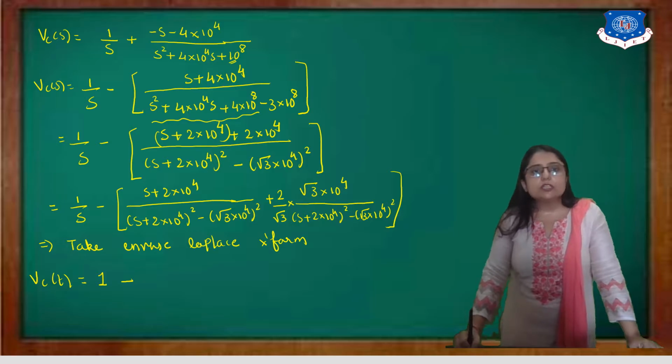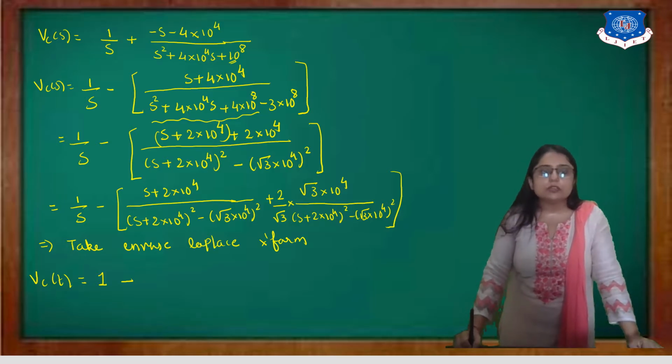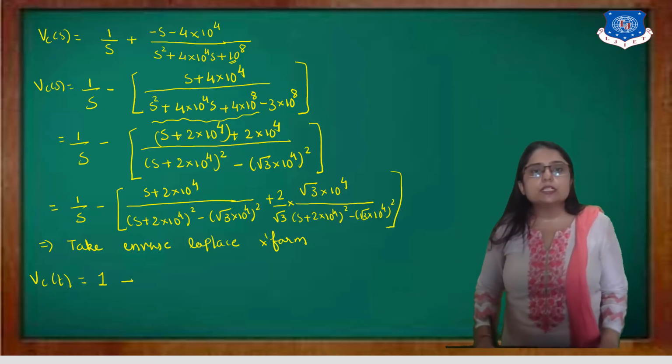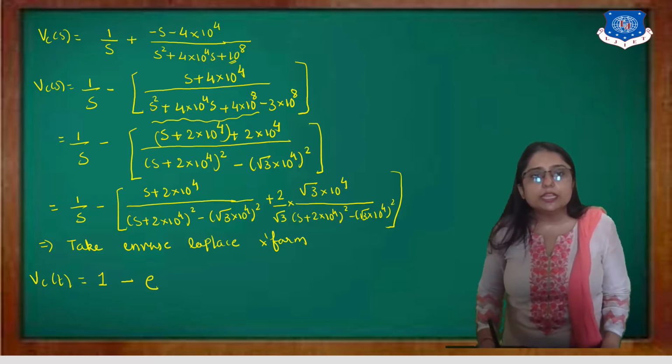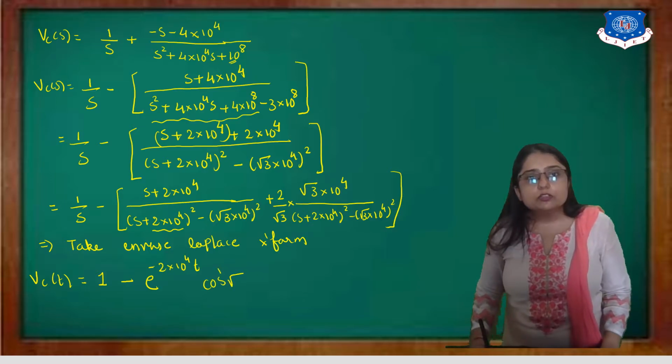That already we have studied in Laplace transform analysis part 1. In that I have discussed some standard formulas and their Laplace transforms. So here the Laplace is e raised to minus at, my a is minus 2 into 10 raised to 4, and cos hyperbolic omega, root 3 into 10 raised to 4.